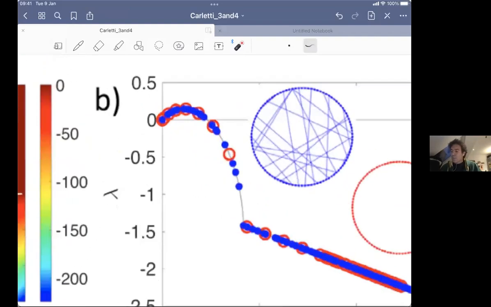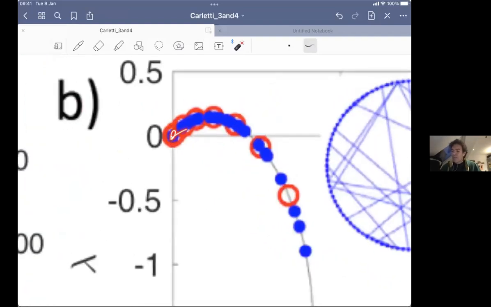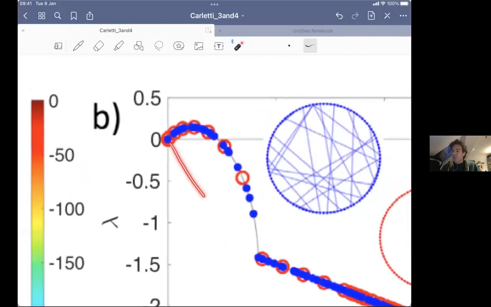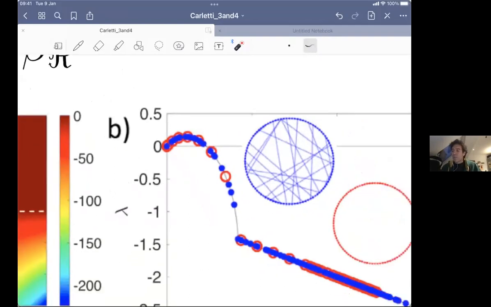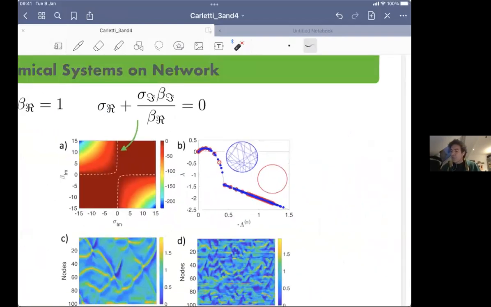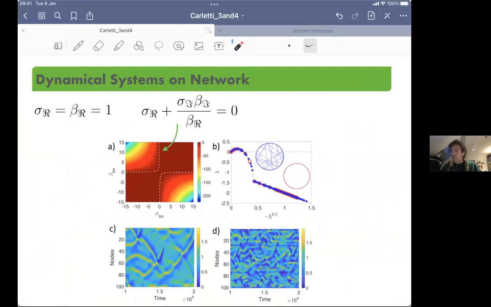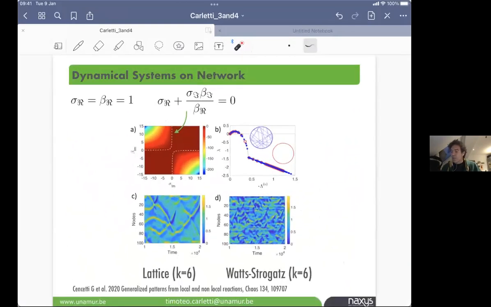Observe that now these curves all start at 0. It should, because 0 is always an eigenvalue for a time periodic system. And so they should start at 0. But then they could go down or up. In this case, they go up. So just the two networks that I use are a Watt-Strogatz model and a lattice.